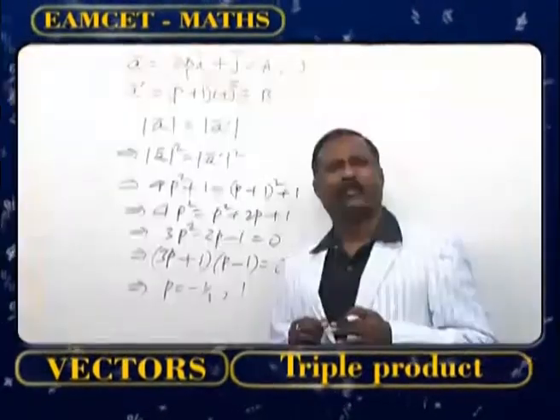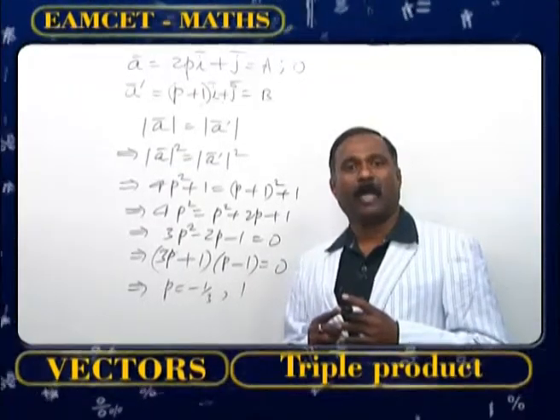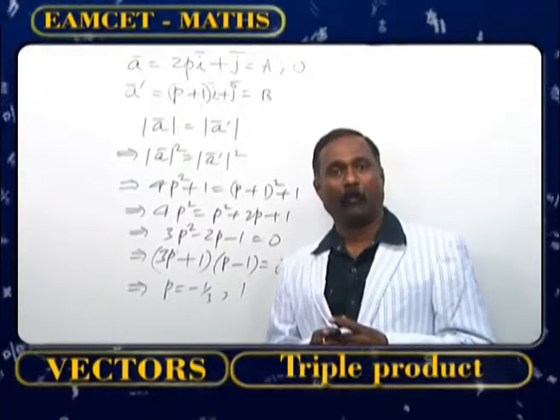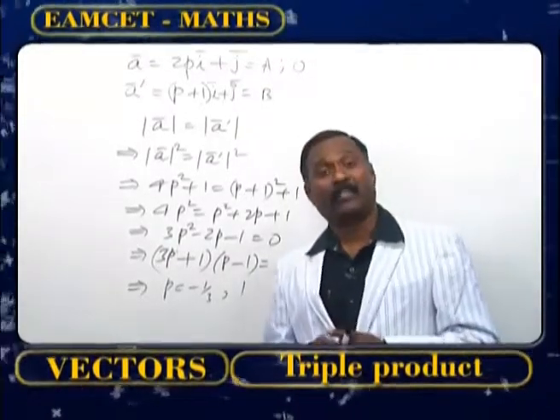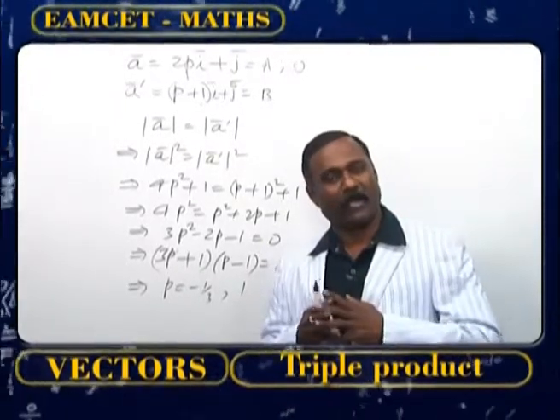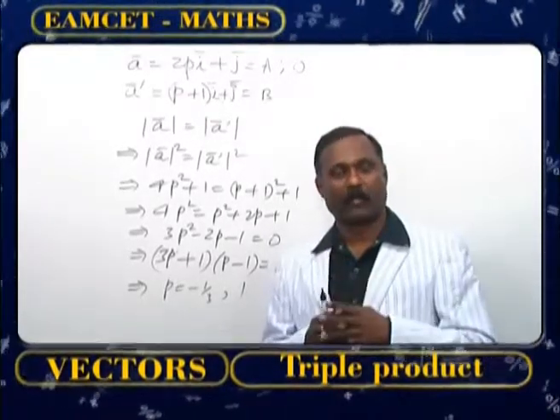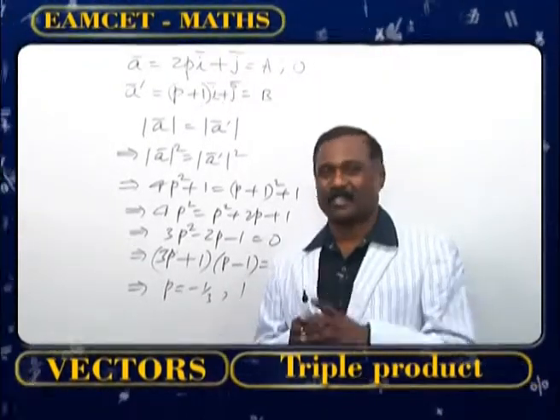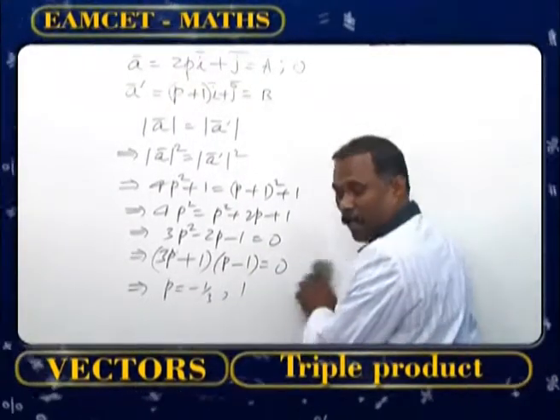So what is the property? Let us first revise that property. If the axes are rotated through some angle, what quantity remains the same? If you rotate the axes through some angle, the perpendicular distance from the origin to the straight line always remains constant. That means the perpendicular distance from the origin to a straight line in the original system is equal to the perpendicular distance from the origin to the straight line in the new system. That's what I have applied here, and I have got the p value as minus 1 by 3, 1. Let's go to the next problem.